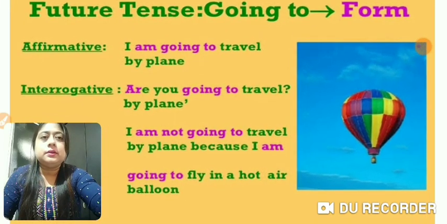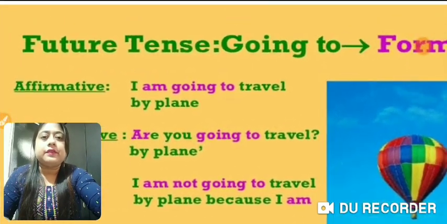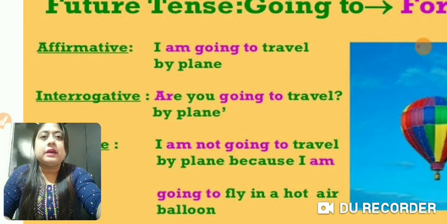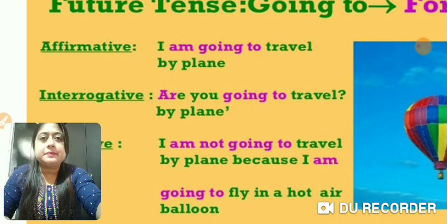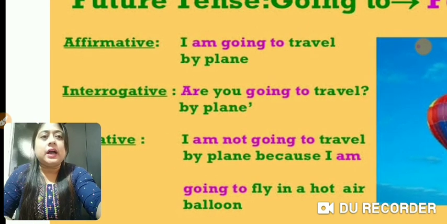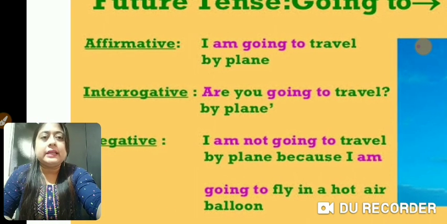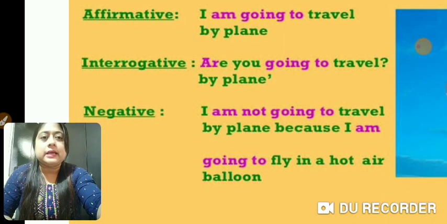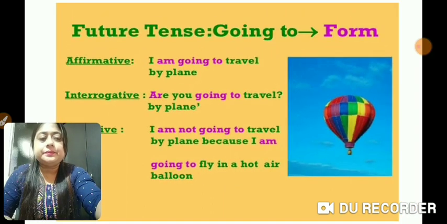Some other examples. Affirmative form, that is a positive sentence: I am going to travel by plane, that is a simple statement. Interrogative: are you going to travel by plane? And negative: I am not going to travel by plane because I am going to fly in a hot air balloon. So these were different forms of going to in affirmative, interrogative and negative.